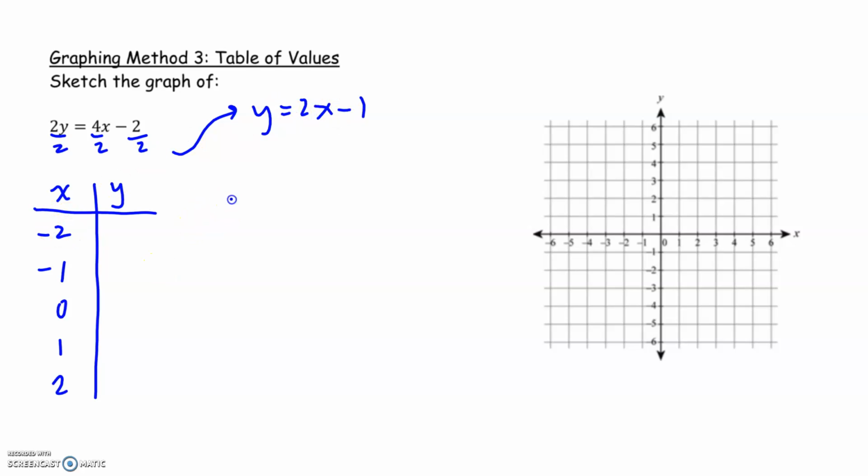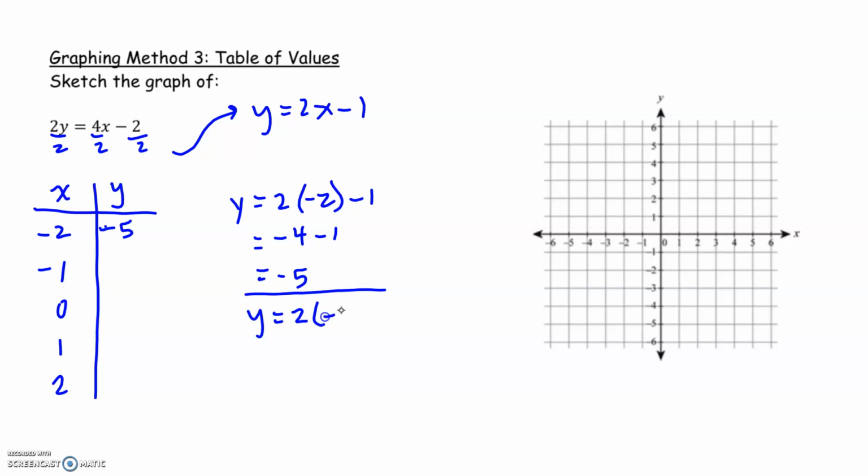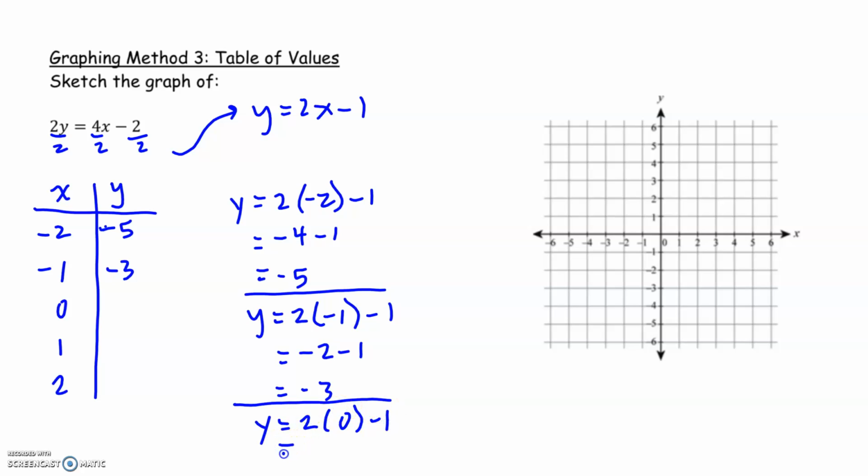So that means it would be y equals 2 times negative 2 minus 1. 2 times negative 2 is negative 4 minus 1, which is negative 5. So I know my y value is negative 5. We continue now with an x value of negative 1. So y equals 2 times negative 1 minus 1. 2 times negative 1 is negative 2 minus 1, which is negative 3. I'm going to sub in 0, so it's y equals 2 times 0 minus 1. 2 times 0 is 0, minus 1 is a negative 1.